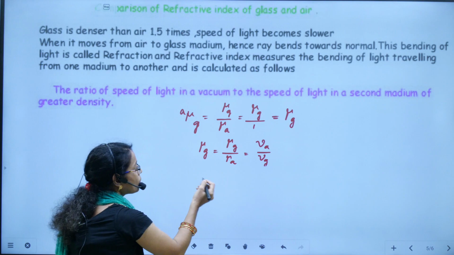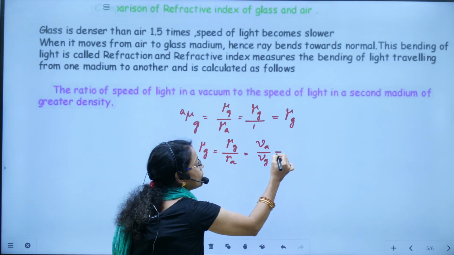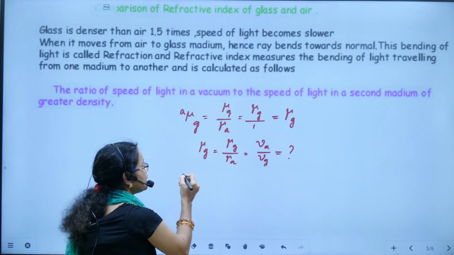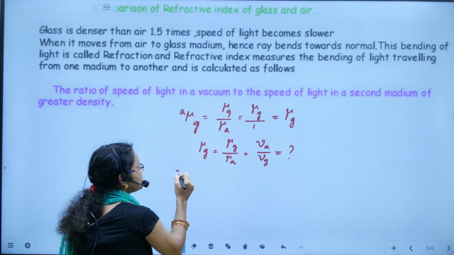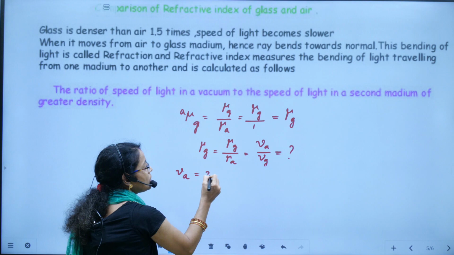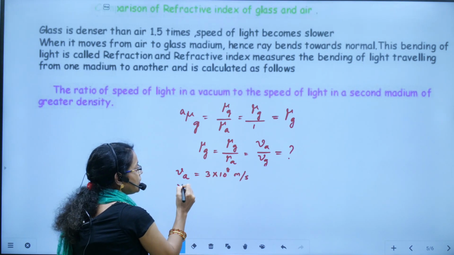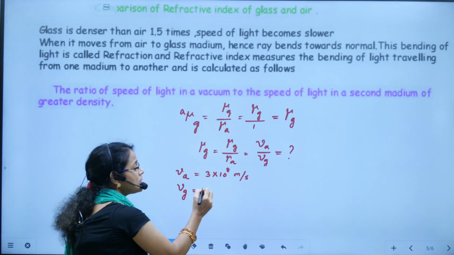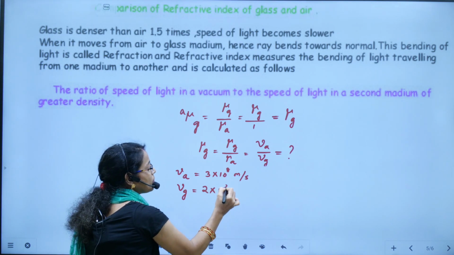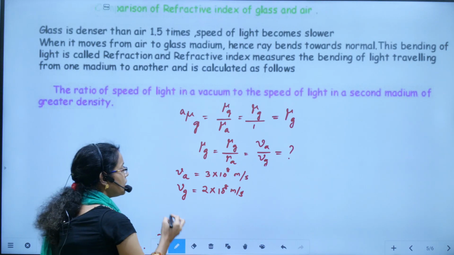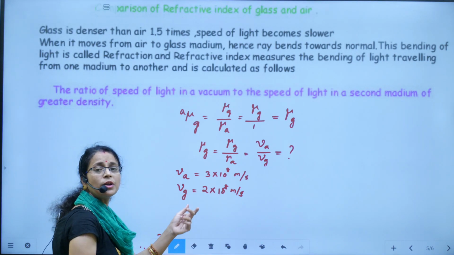So if we want to find the refractive index of the glass medium, as we know, the speed of light in air medium is 3 into 10 to the power 8 meter per second, and if it is given that the speed of light in glass medium is 2 into 10 to the power 8 meter per second, then what is the refractive index of the glass medium?